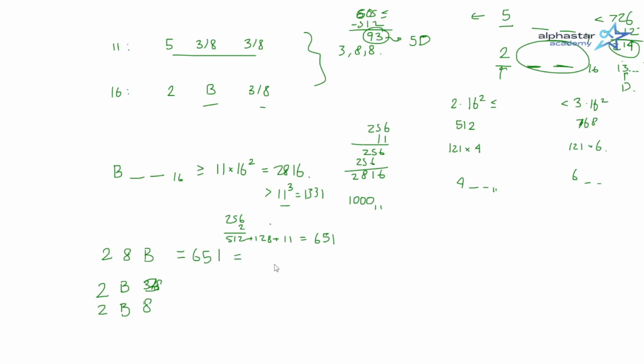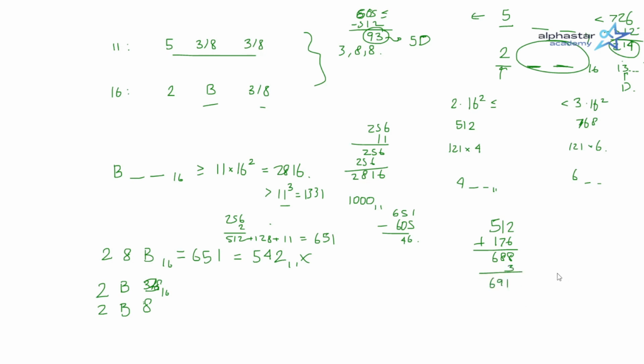In base 11, that's going to start with 5. So 5 times 121 is 605. 651 minus that would be 46. So that would be 4 followed by 2. So that doesn't work. Check 2B3, base 16. We still have 512, and then 16 times 11 is 176. So that would be 688. And then plus 3 would be 691.